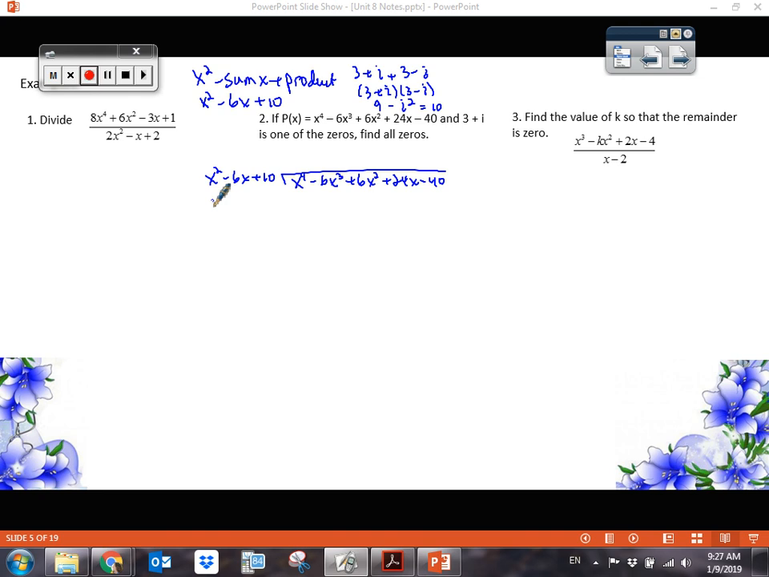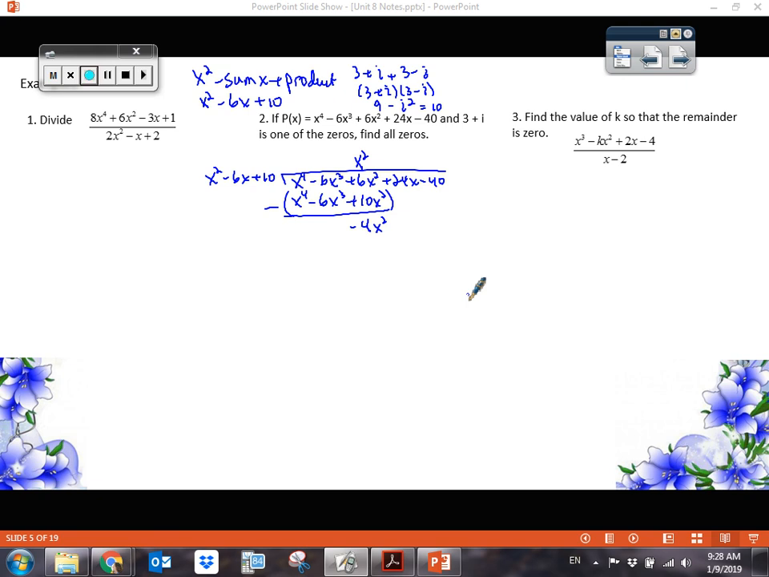So let's start. I have to think to myself, what would I multiply x squared by to get x to the fourth? Well, that would be x squared. So x squared times x squared is x to the fourth. x squared times -6x is -6x cubed. x squared times 10 is plus 10x squared. Okay, I'm going to subtract. So the first two terms go away. That's kind of nice. Then I have 6 minus 10, which is -4x squared.